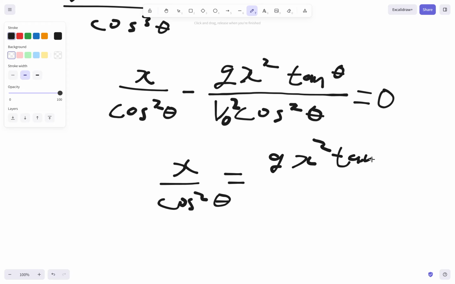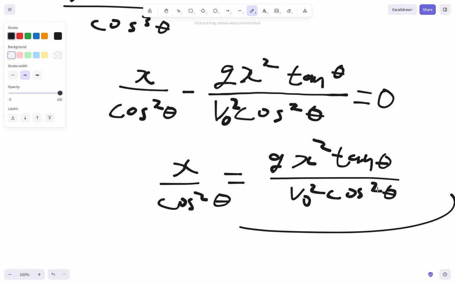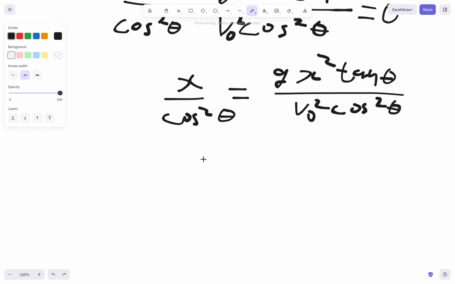Okay. Tan theta all over v0 squared cos squared theta. Now, if we move this to the other side, right, it's gonna. So. Oh, wait. We don't need to move that. We want to move it here because we want to isolate tan.